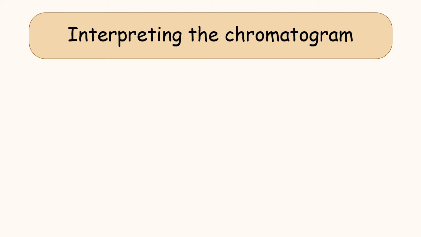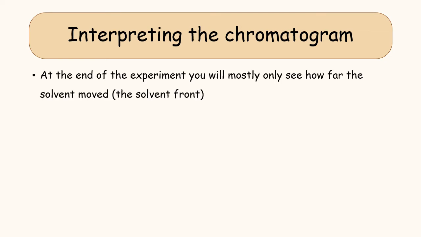Now, that plate, after the experiment has been done, we'll call it a chromatogram. And at the end of the experiment, you'll mostly only see how far the solvent has moved. We call that the solvent front, and you're going to draw a line to show where that solvent front is. The spots are usually not visible. Only if you're doing chromatography on dyes or inks will the spots be visible.